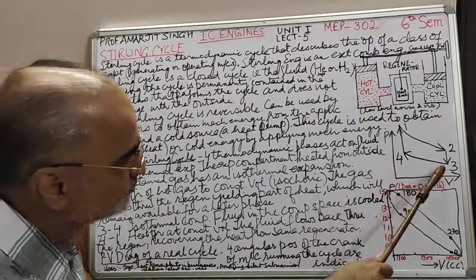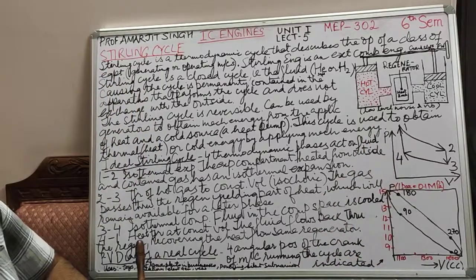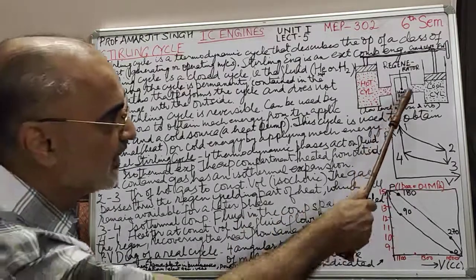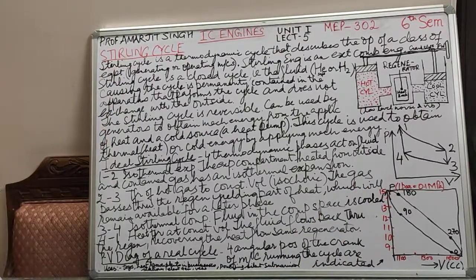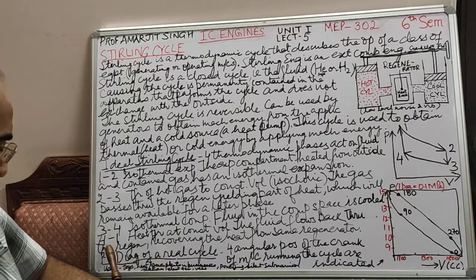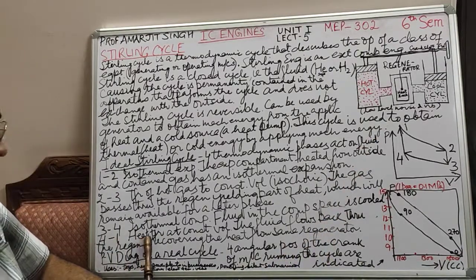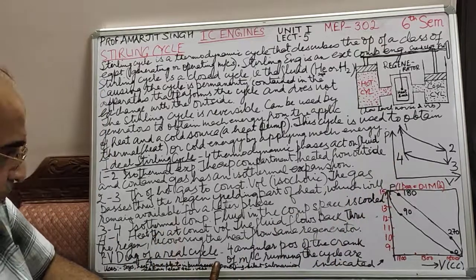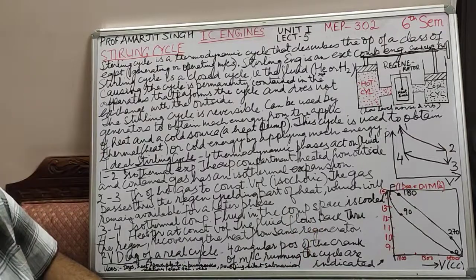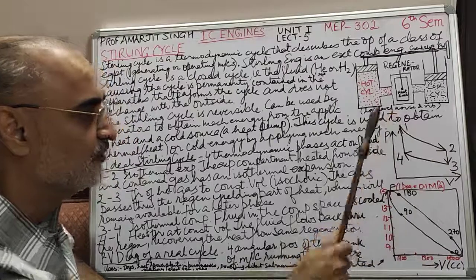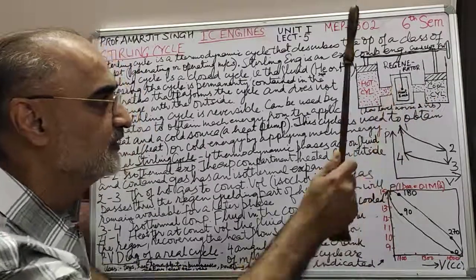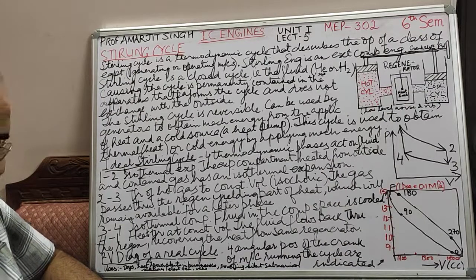3 to 4, isothermal compression. Fluid in the combustion space is cooled with the help of this cooling cylinder. 4 to 1, heat transfer at constant volume. The fluid flows back through the regenerator, recovering the heat from the same regenerator. So this completes 1, 2, 3, 4, and back to the initial stage 1. This is all done by the hot cylinder, cooling cylinder, and the regenerator, which is a heat exchanger.